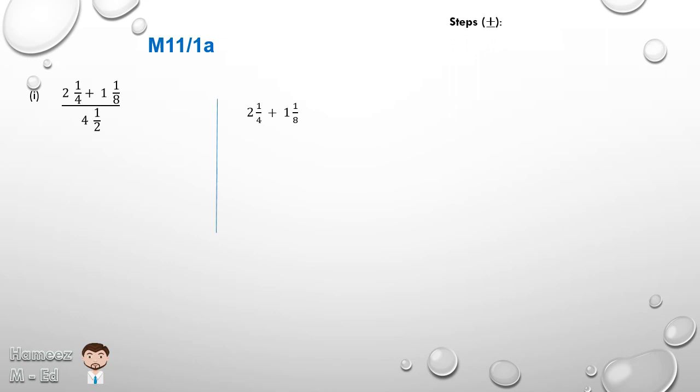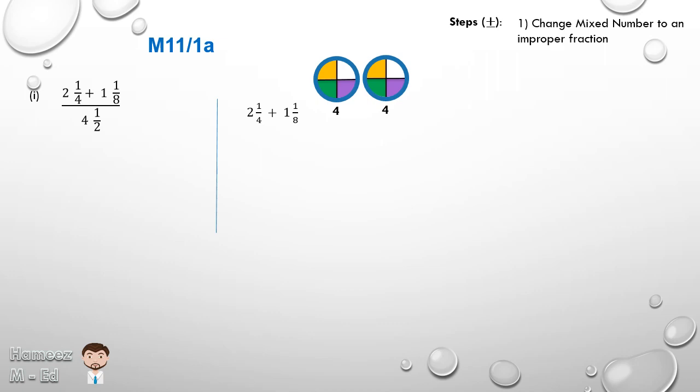If you look at the steps, the first step for addition or subtraction of fractions would be to change the mixed number to an improper fraction. 2 1/4. That means we're dealing with quarters, or 4 parts for each whole. 2 means we have 2 wholes, so we have 4 and 4, 8 parts. Plus 1/4 remains, so 8 and 1, 9 over 4.